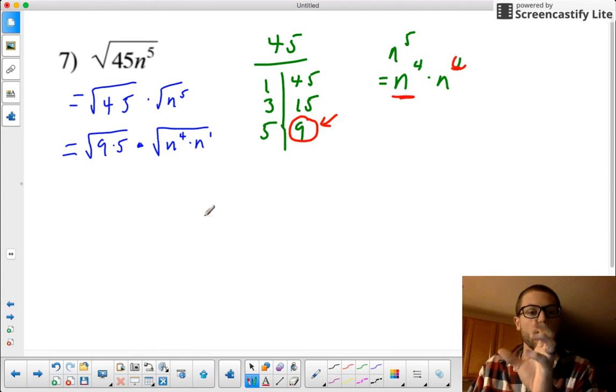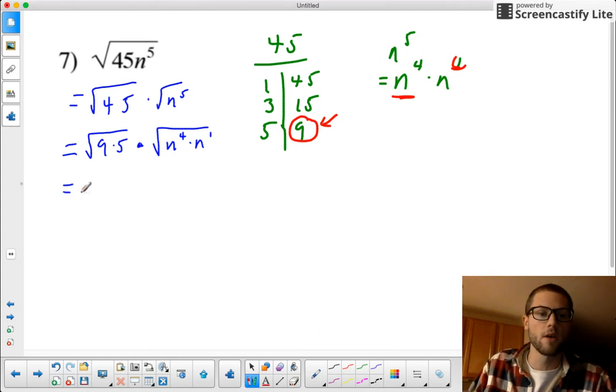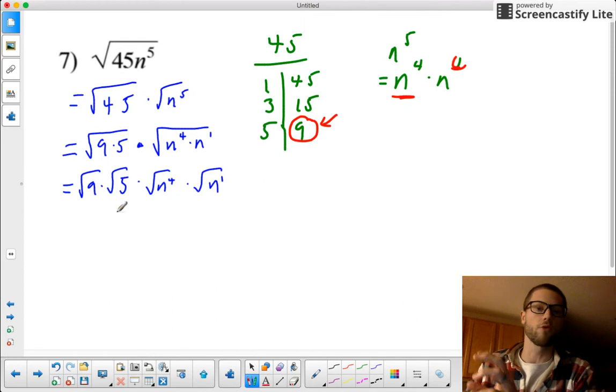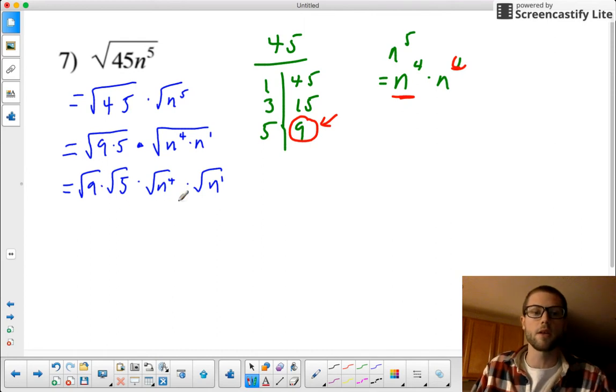Now let's split up all of these radicals. So I have the square root of 9 times the square root of 5 times the square root of n to the fourth times the square root of n to the first. Now remember, all of this is multiplication, so I can rearrange any of these numbers in any order that I want. And that's going to be important in just a second here.